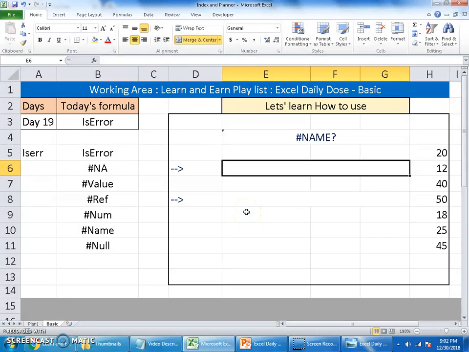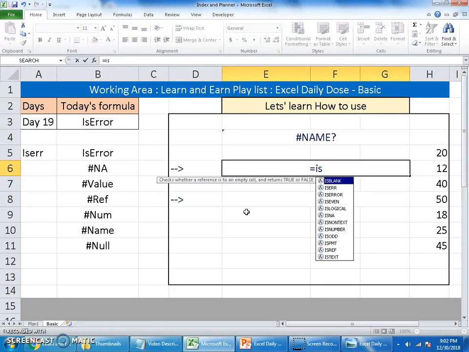So ISERROR evaluates the formula we have already entered and tells us whether there is an error or not. ISERROR returns TRUE if there is an error, and returns FALSE if there is no error and the formula looks okay for us. Okay, let's have a look.